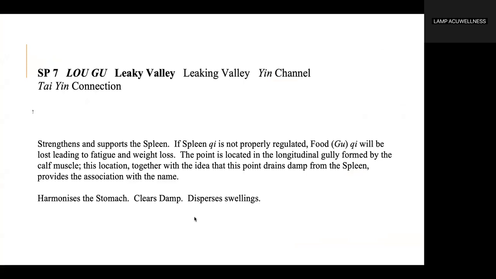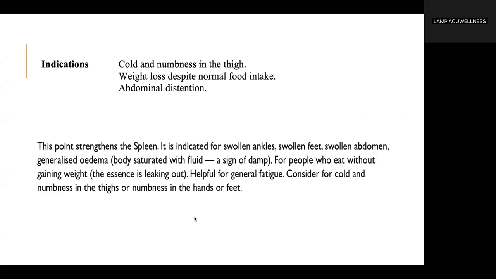If spleen qi is not properly regulated, food or gu qi will be lost, leading to fatigue and weight loss. The point is located in the longitudinal gully formed by the calf muscle. This location, together with the idea that this point drains damp from the spleen, provides the association with the name. Harmonizes the stomach, clears damp, disperses swellings.